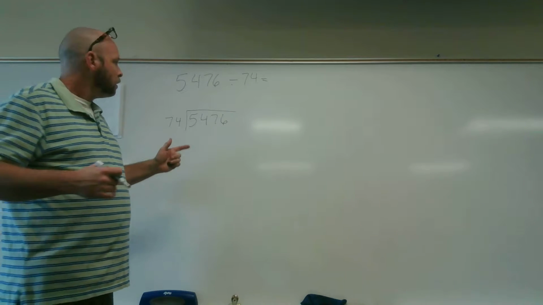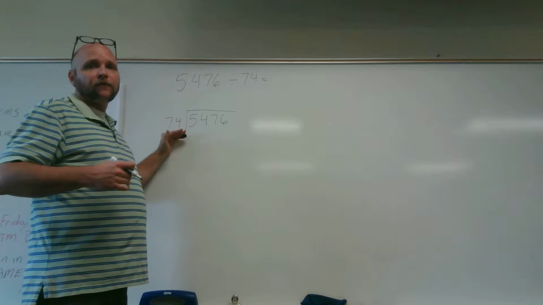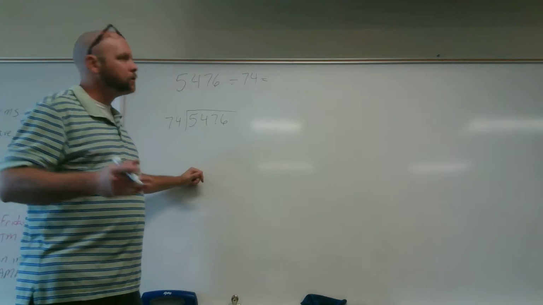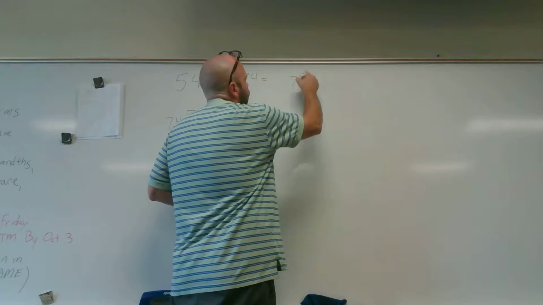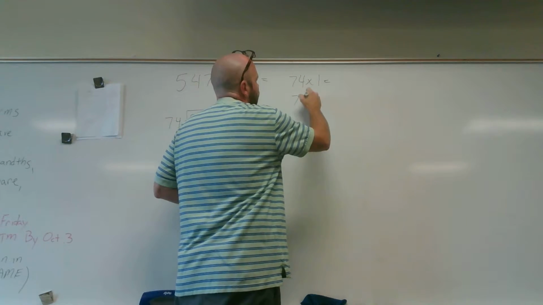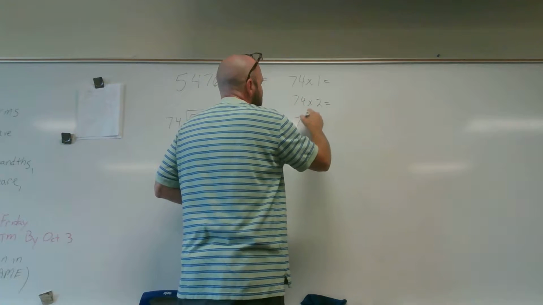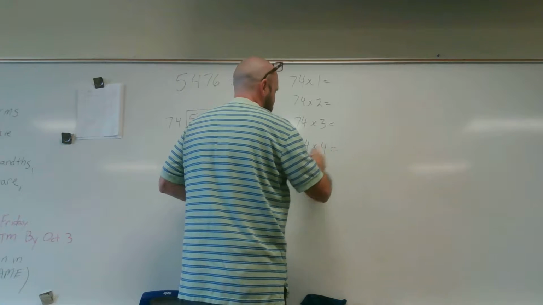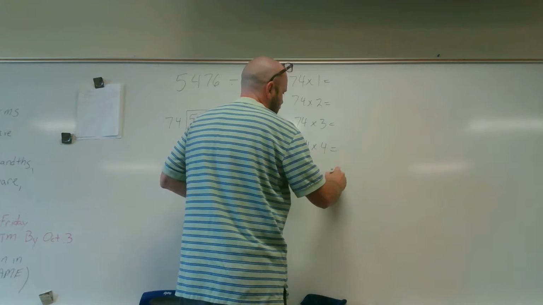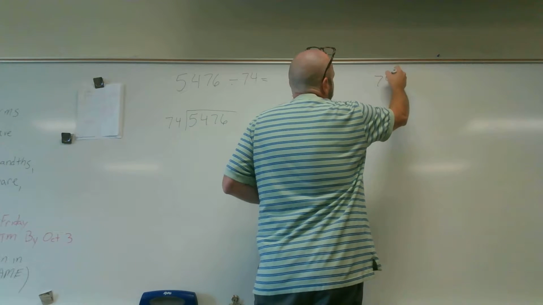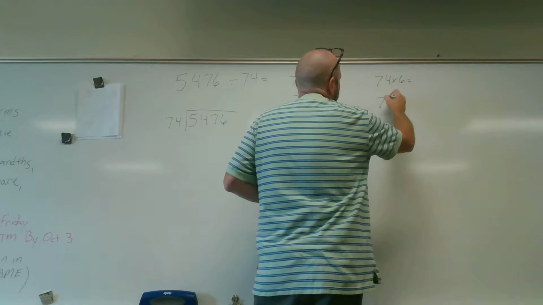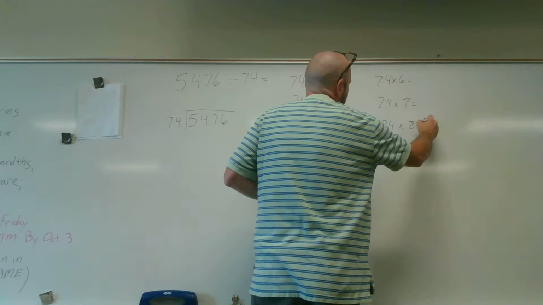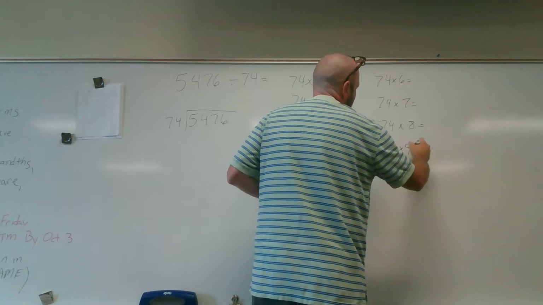All right, so then you're going to take and you're going to list our first 10 multiples of 74. So what I want you to do is you're going to go 74 times 1 equals, 74 times 2 equals, 74 times 3 equals, 74 times 4 equals, 74 times 5 equals, 74 times 6 equals, 74 times 7 equals, 74 times 8 equals, 74 times 9 equals.